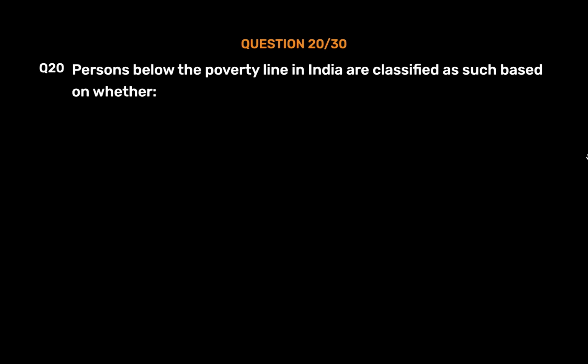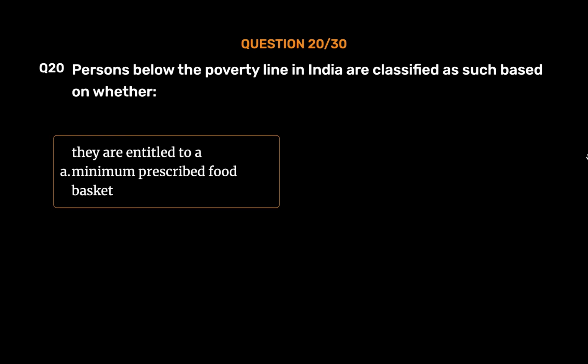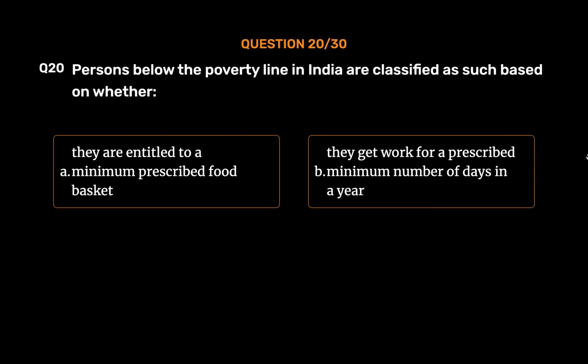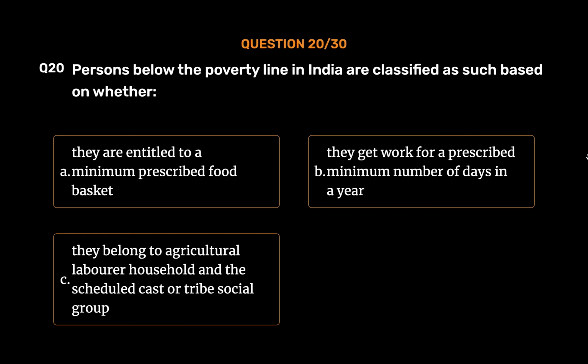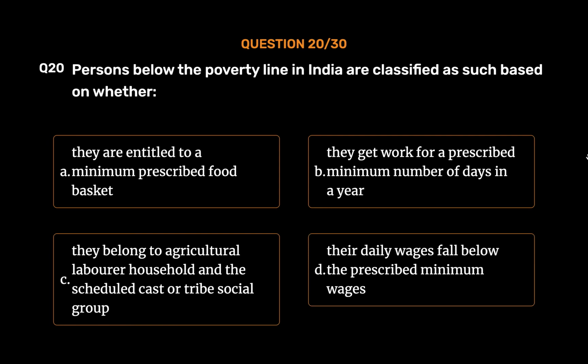Question number 20. Persons below the poverty line in India are classified as such based on whether: Option A. They are entitled to a minimum prescribed food basket. Option B. They get work for a prescribed minimum number of days in a year. Option C. They belong to agricultural laborer household and the scheduled caste or tribe social group. Option D. Their daily wages fall below the prescribed minimum wages. The correct answer is option A.